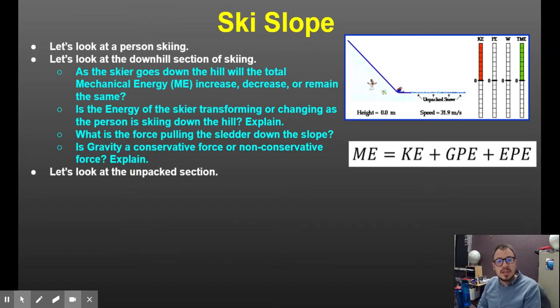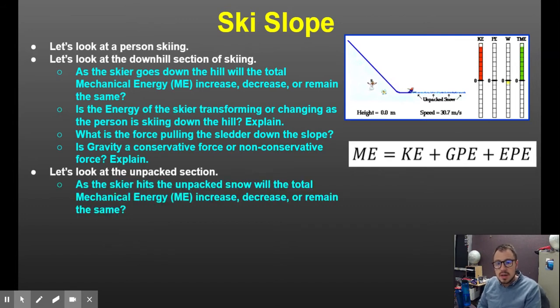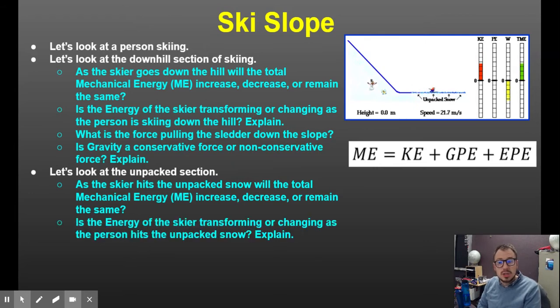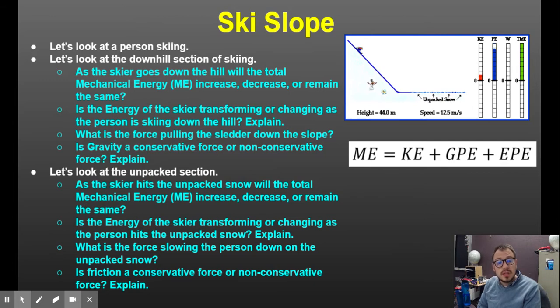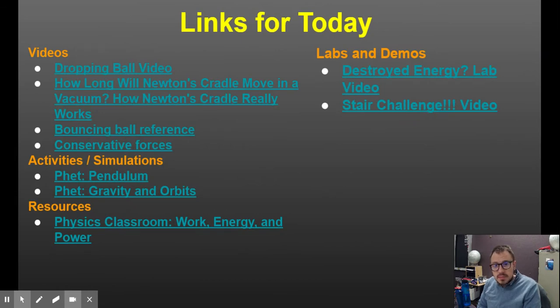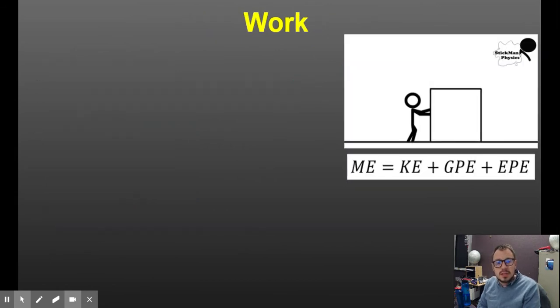Now if we look at that unpacked section of snow, when the skier hits the unpacked section of snow, the mechanical energy is going down. So the energy is changing. Friction is what's slowing that skier down. Friction is a non-conservative force because as it hits that, it's not conserving the mechanical energy. It's being lost to the outside world. All right, so those are the links for that day.